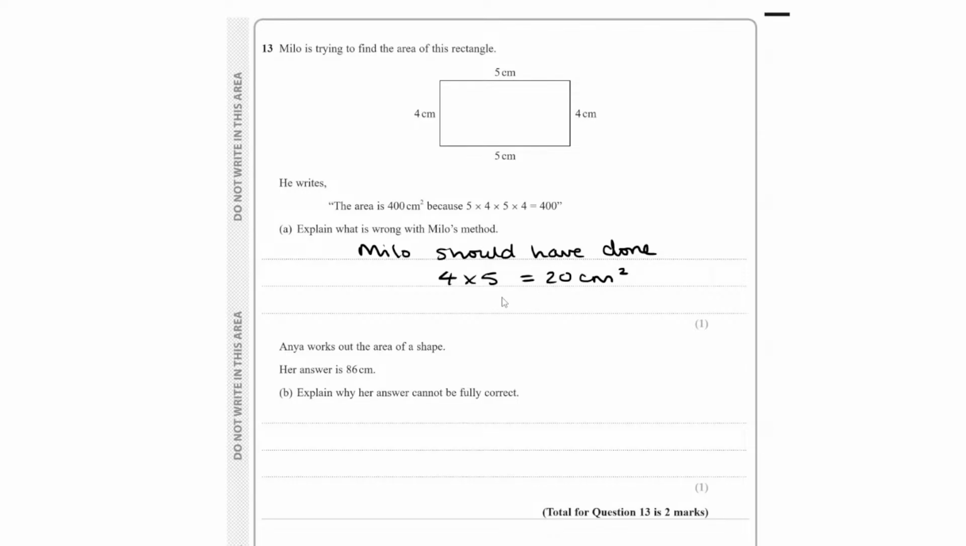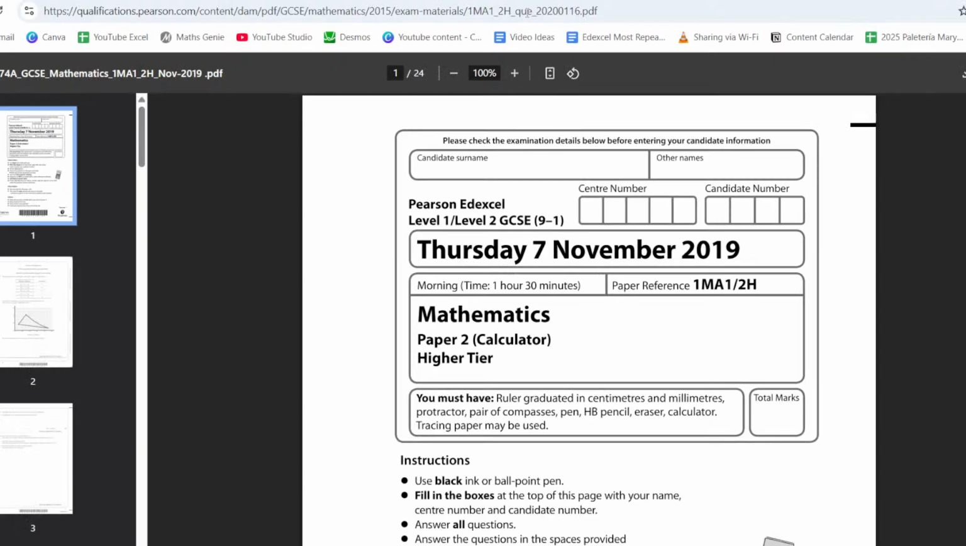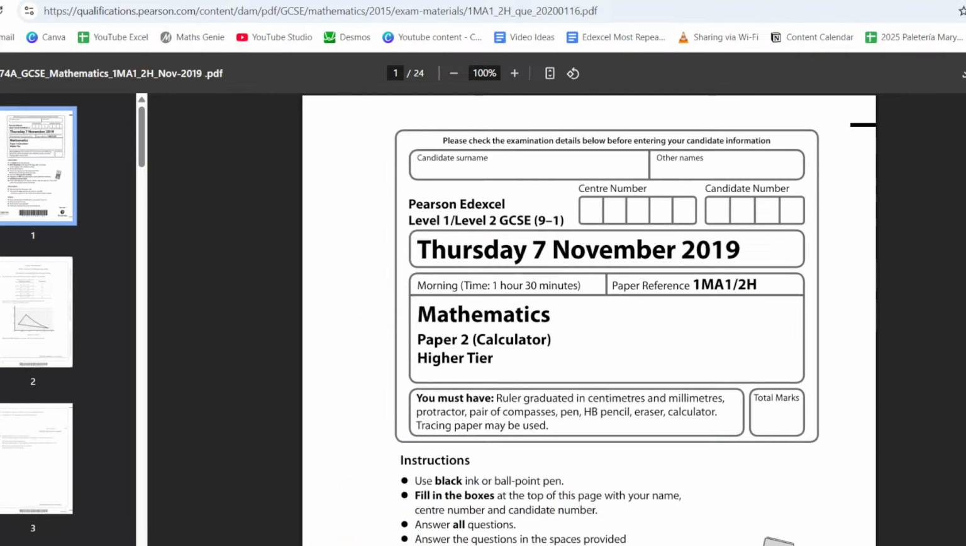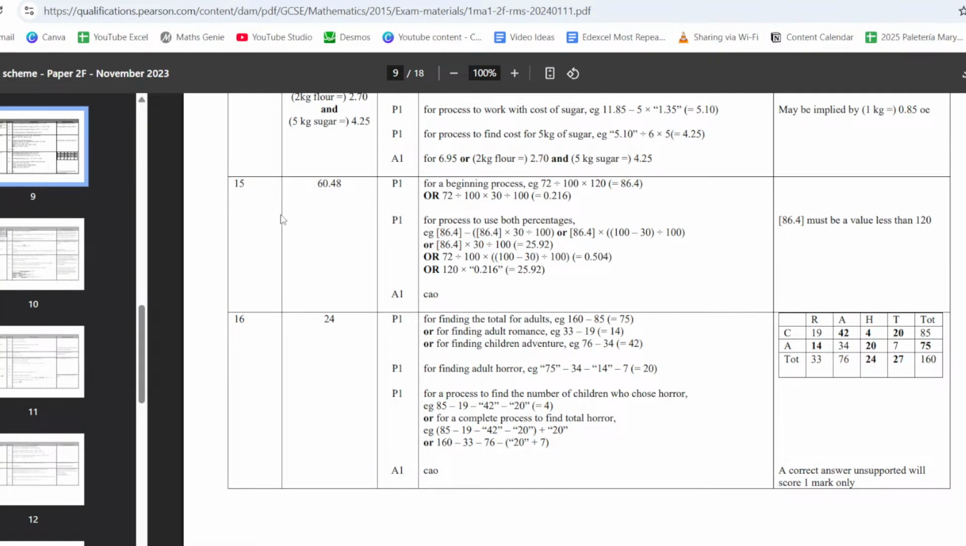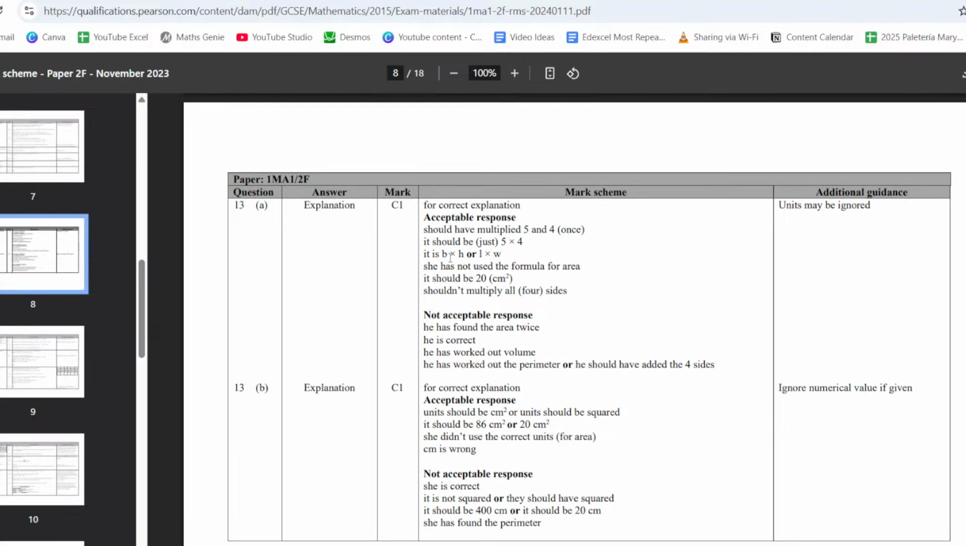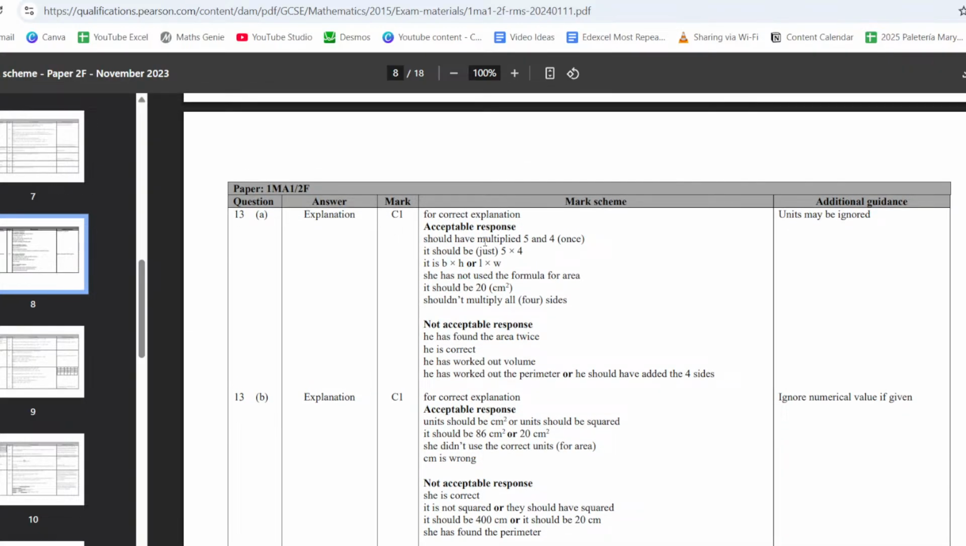You could say a correction. Obviously what he's done wrong is he's multiplied all the sides together, isn't it? That was the problem. Now what we can do is have a little look at the mark scheme. Let's get the right mark scheme. There we go. Just so that you can see an example of a few of the possible options. So here, question 13, you can see part A. So should have multiplied 5 by 5 and 4. That's basically what I said. It should be just 5 times 4, which is what I said.